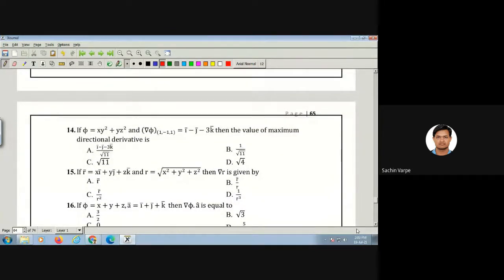Okay, so these are the questions we have been asked. Phi is given, del phi is given, then the maximum value of the directional derivative: for this you simply have to take the mod. So mod of this will be square root of 1 plus 1 plus 9. So that will be root 11.